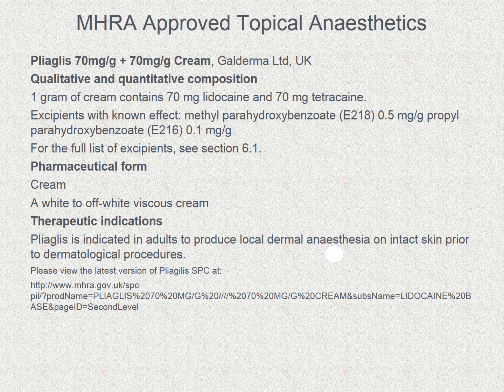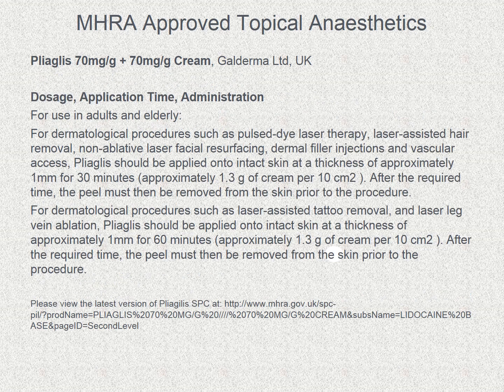The summary of product characteristics, also known as the SPC, wasn't available or referenceable at the time of writing this presentation on the electronic medicines compendium, but it can be found by digging around on the MHRA government website, mhra.gov.uk. Pliaglis is indicated for use in adults and the elderly. It's not approved for use in children.